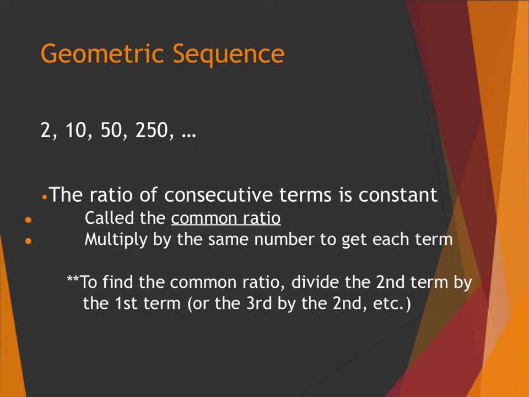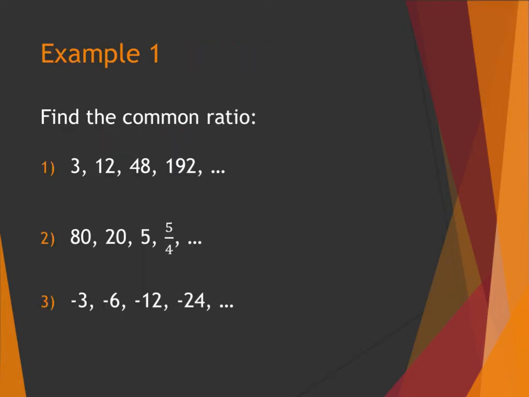And again, we're just going to divide consecutive terms. So we would take the second term, divide it by the first. So I could go 10 divided by 2. I could do the third term divided by the second, so I could go 50 divided by 10. I could go 250 divided by 50. All of these are going to give me that common ratio of 5.